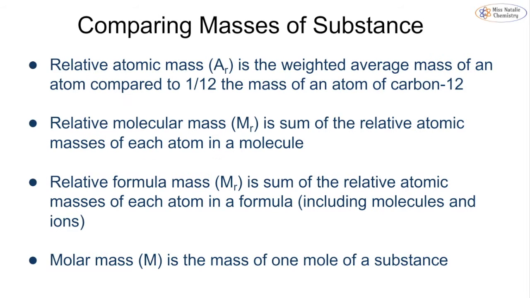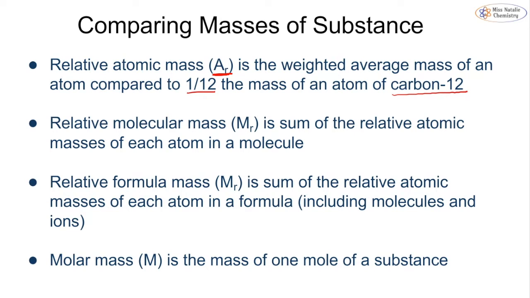So when we're talking about the relative atomic mass, this is how we can compare the mass of substances. And there are a couple of different key definitions that we have to know. So the relative atomic mass, or AR, is the weighted average mass of an atom compared to 1/12 of the mass of carbon-12. So an atom of carbon-12 is the standard mass, and every other mass of an atom is compared relative to carbon. That's why we call it relative atomic mass.